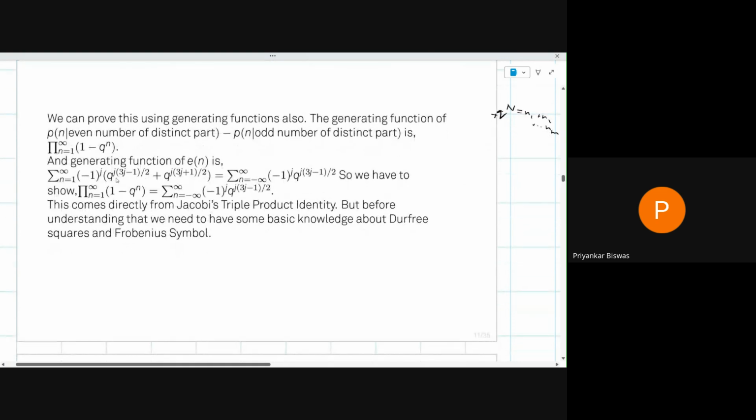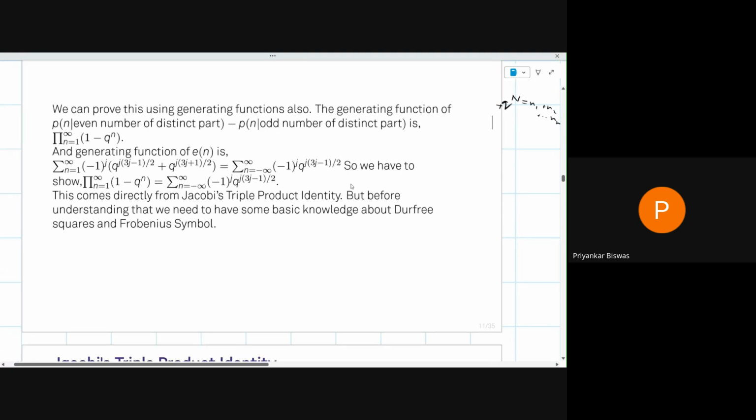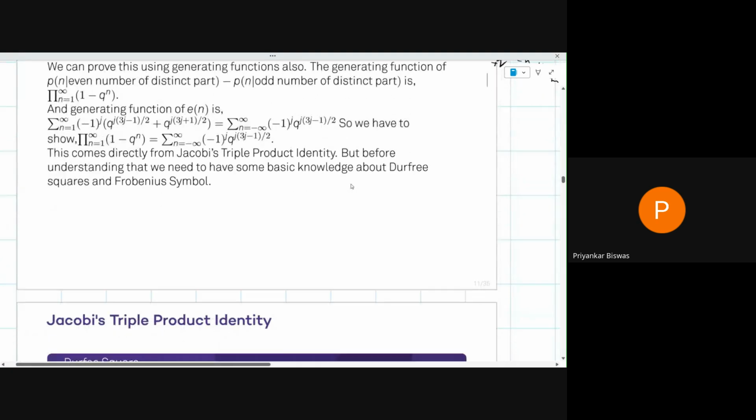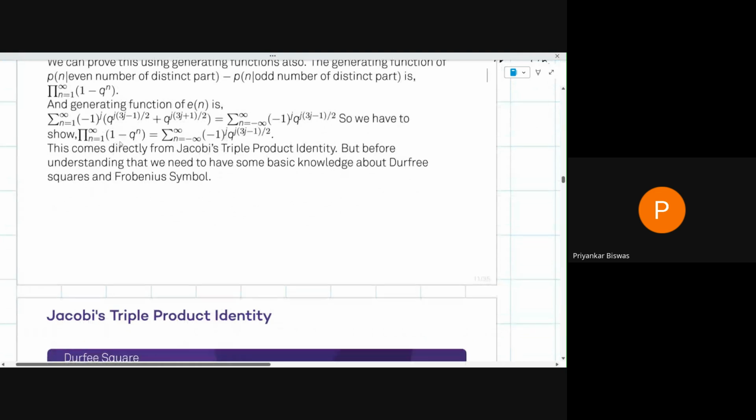-1 power j, q power j into 3j minus 1 by 2, and q power j into 3j plus 1 by 2, which you can write as the sum over j from minus infinity to plus infinity of -1 power j, q power j into 3j minus 1 by 2, or you can replace it with 3j plus 1 by 2. So now we only have to show that these two generating functions are the same.